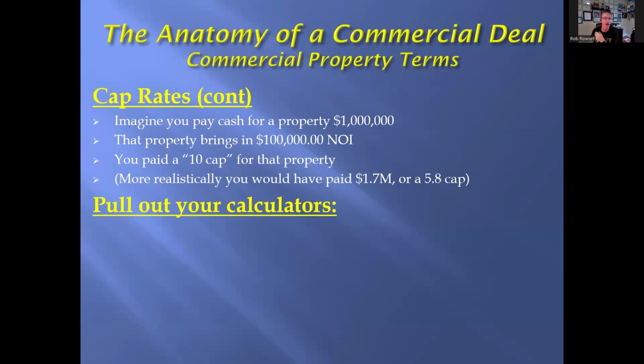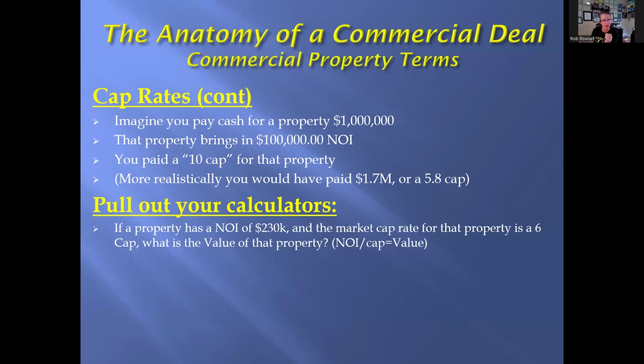So before taxes, right? Everybody pull out your calculators. We're going to go through a little bit of a routine here. I want you to see, if a property has a net operating income of $230,000 and the market cap rate for that property is a 6 cap, what is the value of that property? NOI divided by cap rate. So you're going to take that $230,000 on your calculator, on your phone, and divide it by 0.06. What is the value? Somebody unmute yourself and tell me. 3.8 million. Let's see. 3.833333333. You are correct, Pamela.